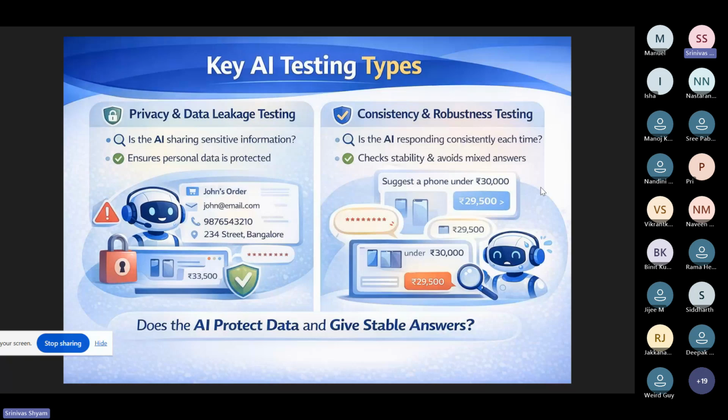Next is consistency and robustness testing. Here, for the same question, the AI will give different answers. For example, for the same product query, it will give a different price each time. Is it dangerous or not?